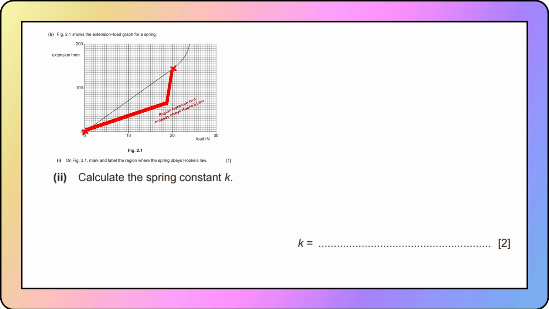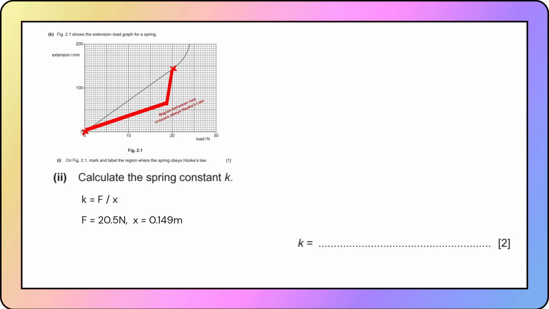Part 2 says to calculate the spring constant, K. Alright, let's recall the formula. K is equal to force divided by extension. Remember, to get the spring constant, we have to take the extension and the force from the exact limit of elasticity, which would be 20.5 newtons and 149 millimeters or 0.149 meters.